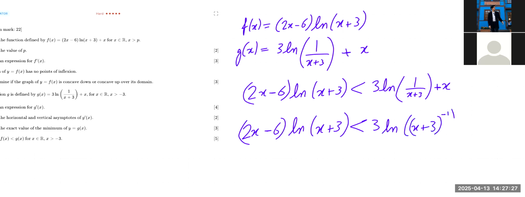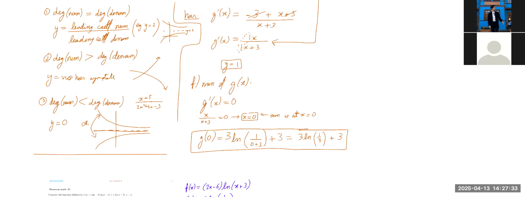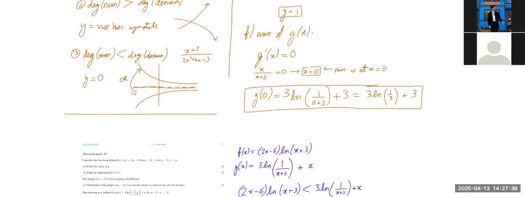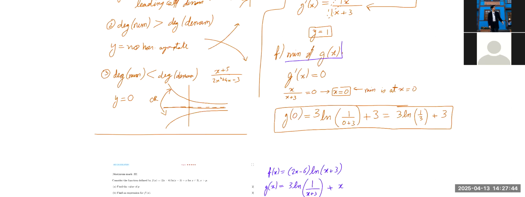Wait, can we go back to the previous exercise? Find the exact value of the minimum of y equals g of x. Whenever someone asks you to find the minimum of a function, you have to find out where its derivative hits 0. So I checked when the derivative of g of x hits 0. I found out it hits 0 at x equals 0. So that's where the function is going to be at its minimum possible value. I plugged that position into the main function, and I got this minimum value of the function.